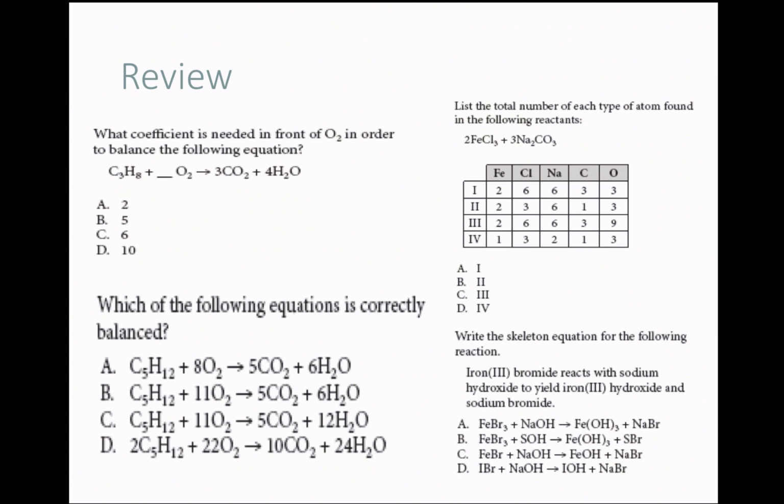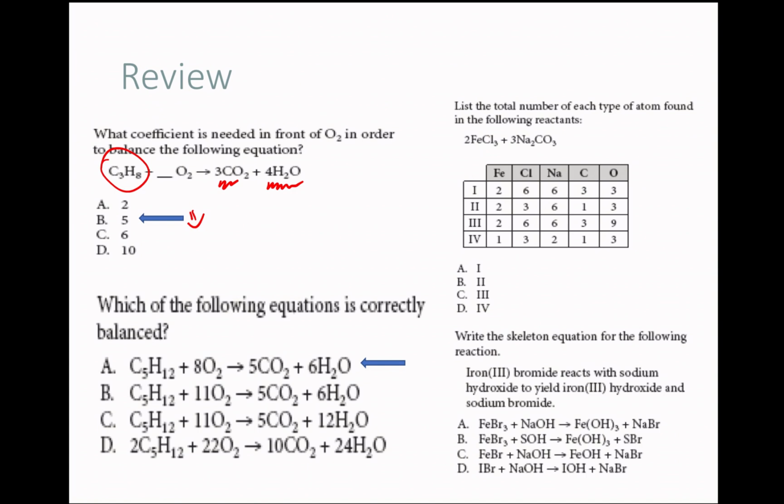And we're back. What coefficient is needed in front of oxygen to make this work? You would need 5. You might notice that the bigger the hydrocarbon gets, the bigger the oxygen coefficient has to be. Well, because you're combusting a more complex material, there's more going on, so the amount of oxygen consumed goes up. And so does the carbon dioxide and the water. Which of the following equations is correctly balanced? It's that one. Chase your carbons first, then go after your hydrogens, and lastly your oxygens.